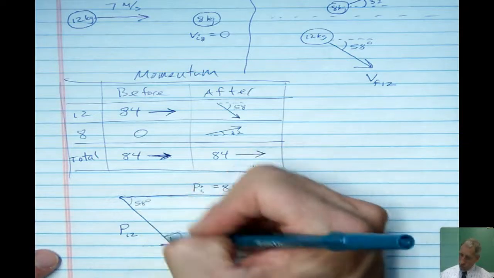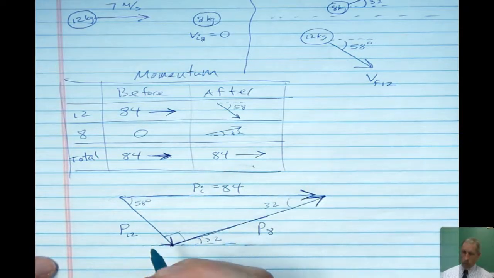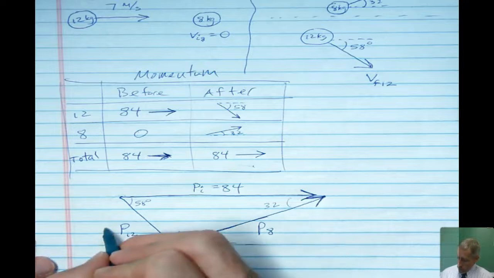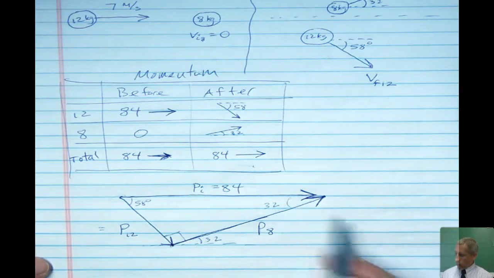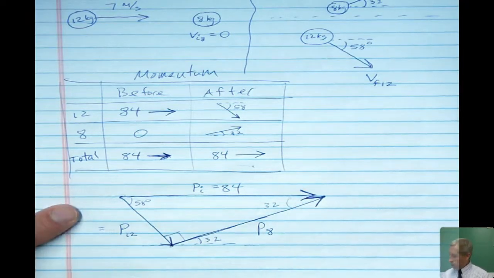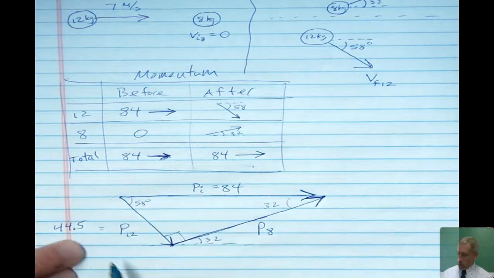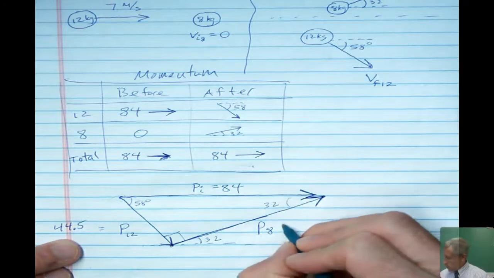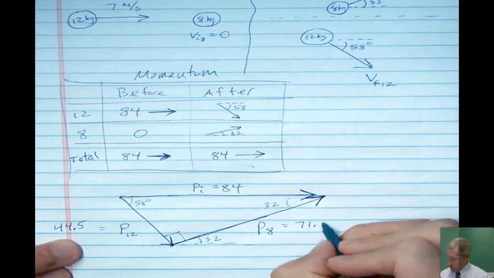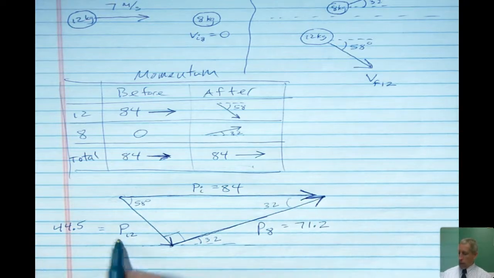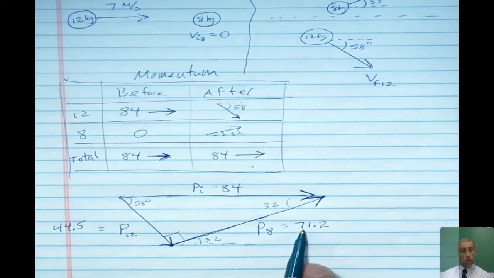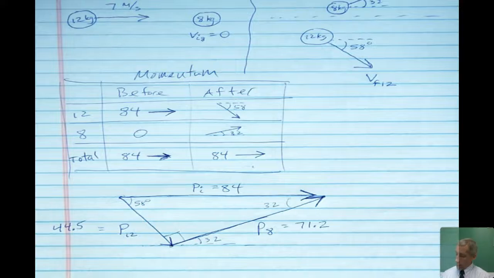The momentum here has to be 84 times the cosine of 58, which would be 44.5. That's momentum. Now that's not velocity. And then the other side is going to be 84 times the sine of 58. And that's going to be 71.2. So now that I know each object's final momentum, I can just divide by each individual mass.